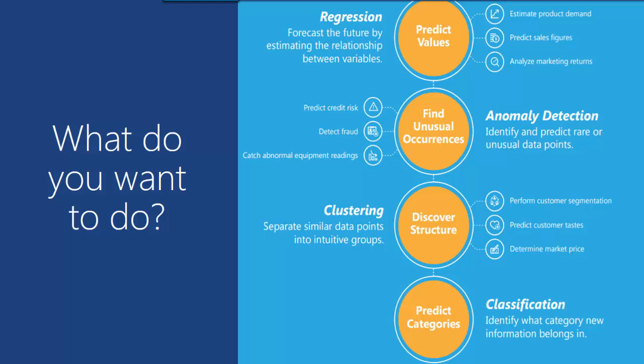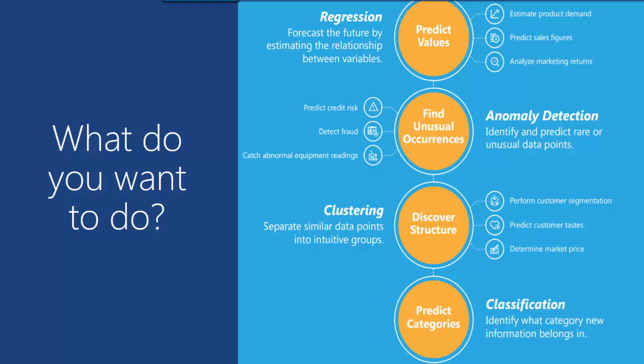The first one is if you just want to predict values, and I'm talking about a continuous set of values. So for example, if you want to predict the product demand, you want to predict sales figures, you want to analyze marketing returns, you want to even predict the price of the next car you want to buy. It means that what you're trying to do is predict a continuous set of variables. This is when we use regression algorithms.